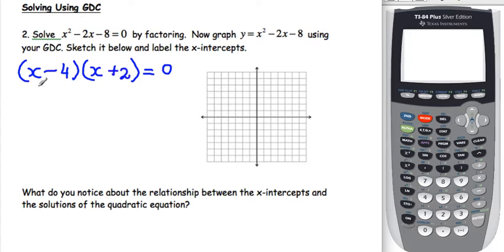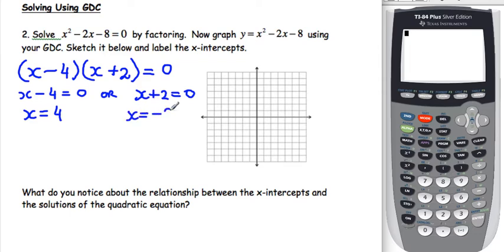Applying zero product property, then you can derive a conclusion that x minus 4 is 0 or x plus 2 is 0. So from the first possibility, when you add 4 both sides, you get one possible answer for x, which is x equals 4. And from the second possibility, when you subtract 2 both sides, then you get x equals negative 2 as your second answer.